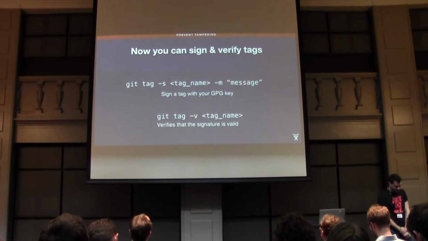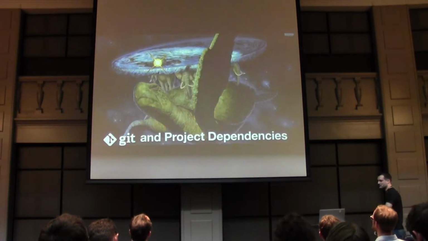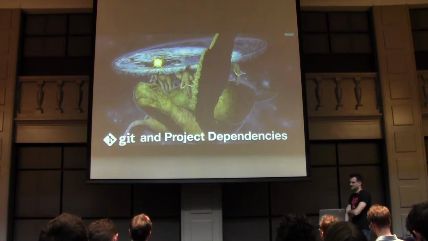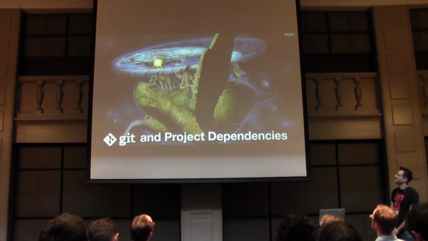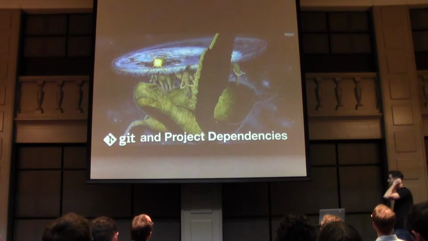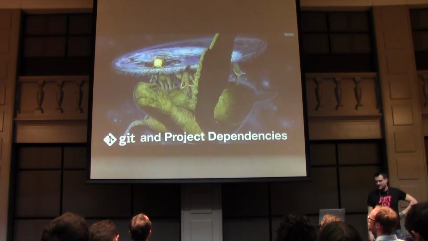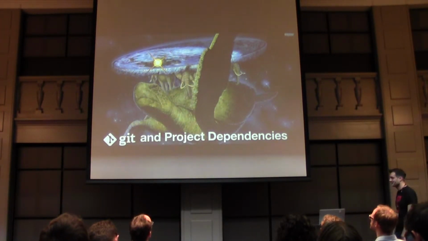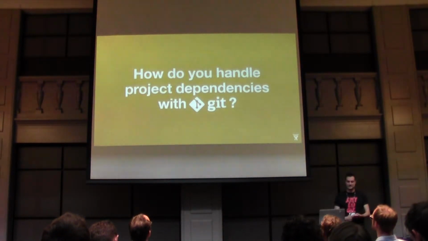Okay. The last section is about Git and project dependencies. And so I was thinking, project dependencies, obviously the turtles go all the way down, the famous turtle that's holding the universe. I don't know how I came to that, I'm sorry. Creative things sometimes. So how do you handle project dependencies with Git?